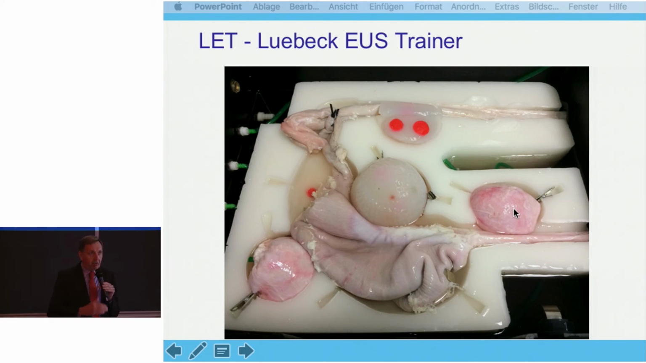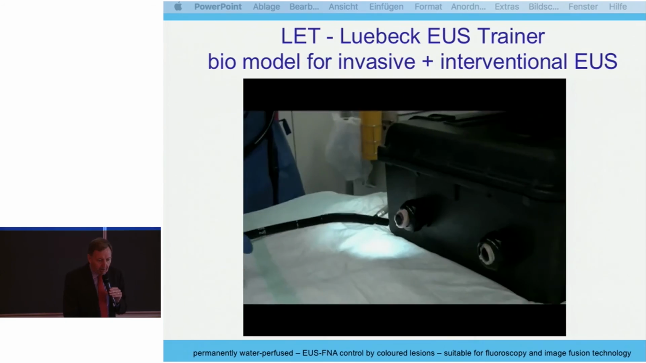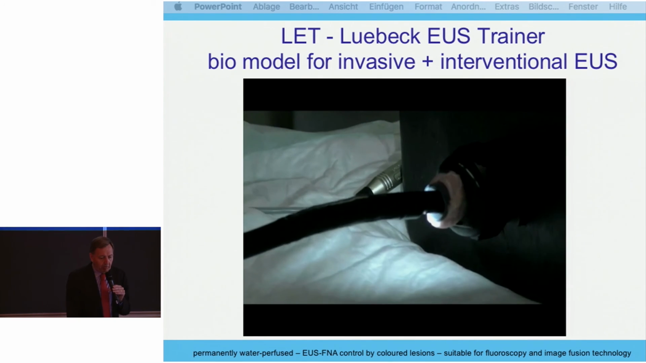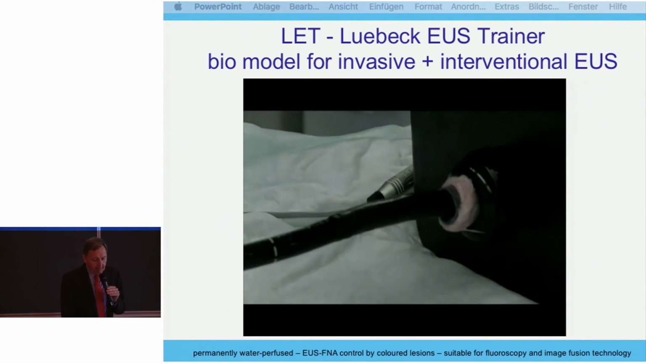And if you close the case, the box, you have as well tubes to refill the bladders. So you can put a plastic stent inside, you take it out, and then you can refill it. You can do it, I think, 10 times. So this is a short video of the trainer.